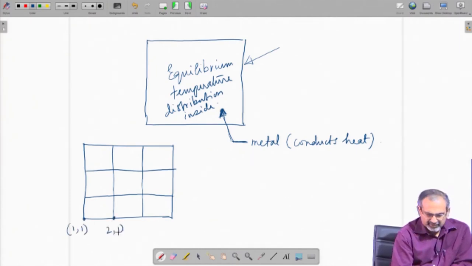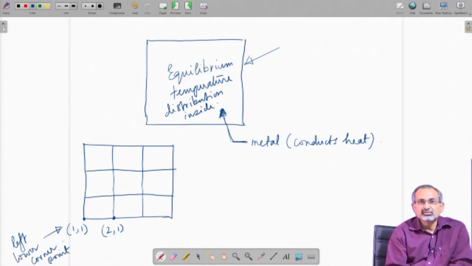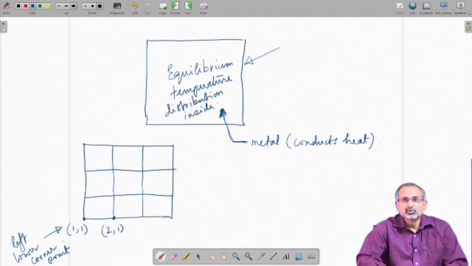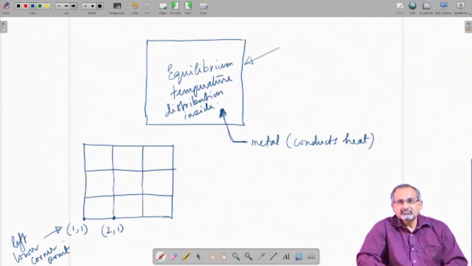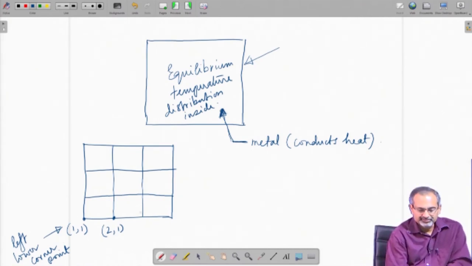We define this lowermost left corner point as the grid point 1, 1. You are free to even name it as 0, 0 if you feel more comfortable to do it that way, because that seems to be similar to the origin in a Cartesian system. So, we are more familiar in calling that point as 0, 0. So, you can happily do that as well. There is essentially no hard and fast rule about it.